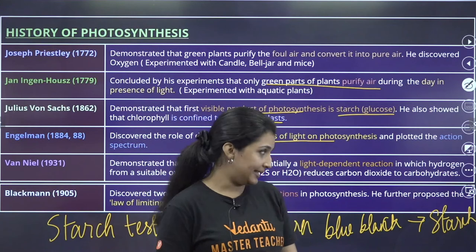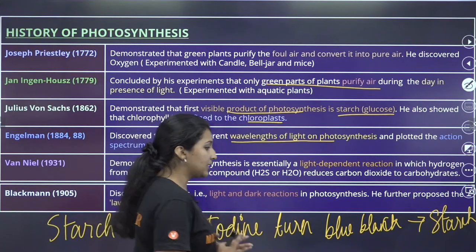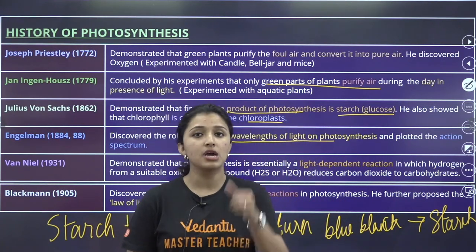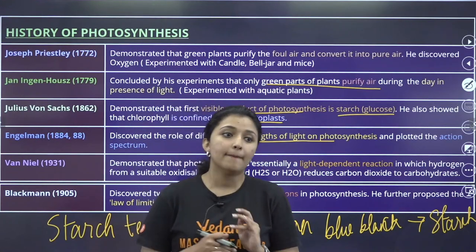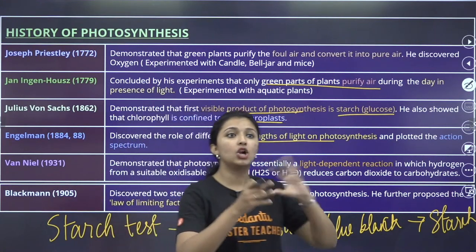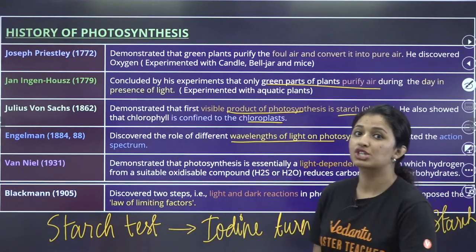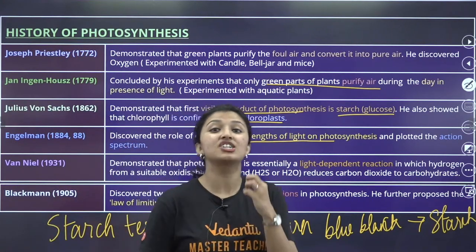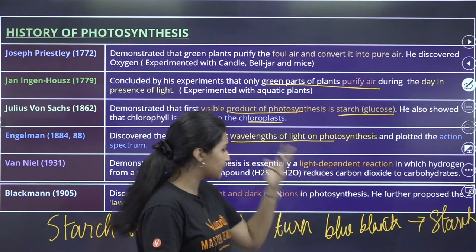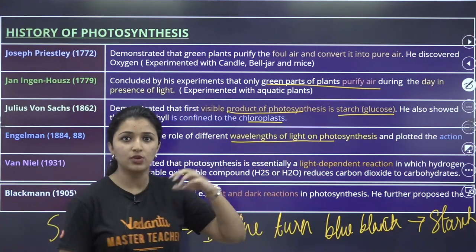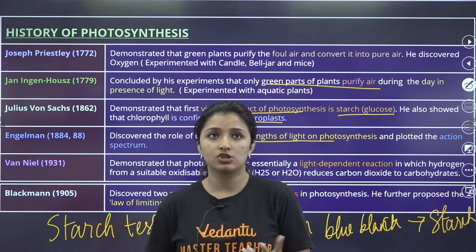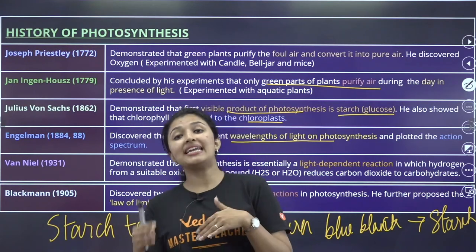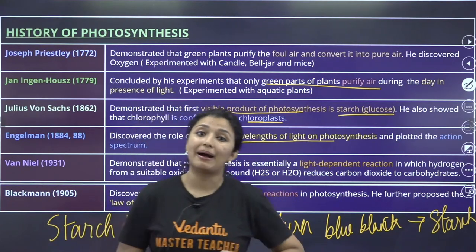So what Van Niel did is that he understood that there are so many reactions going on. He understood that plants are going to use water and carbon dioxide. But he wanted to understand, when this redox reaction is happening and there is reduction of carbon dioxide to form carbohydrates, who is that electron donor? He was confused, where is that oxygen coming out? We are telling that they evolve oxygen, so he was confused, is it coming from carbon dioxide or from H2O? For that he did another experiment with sulfur bacteria.